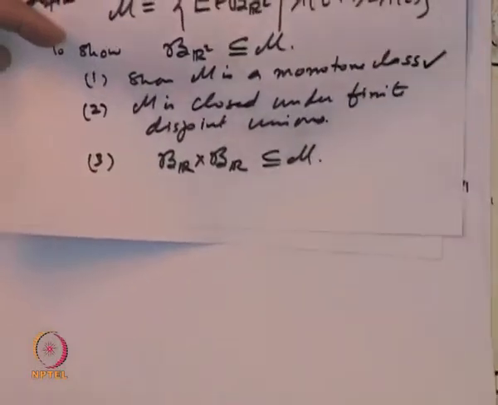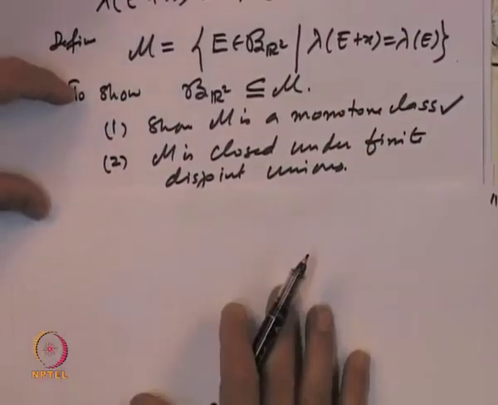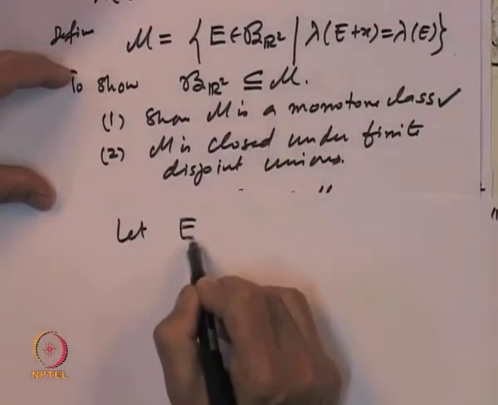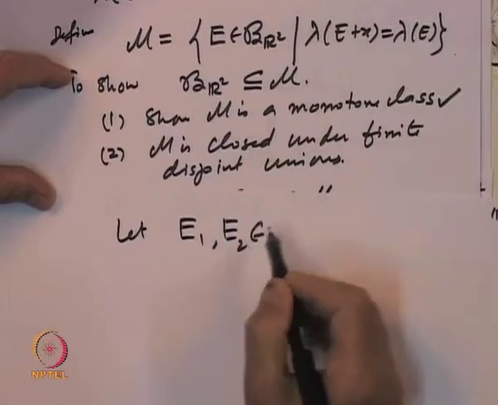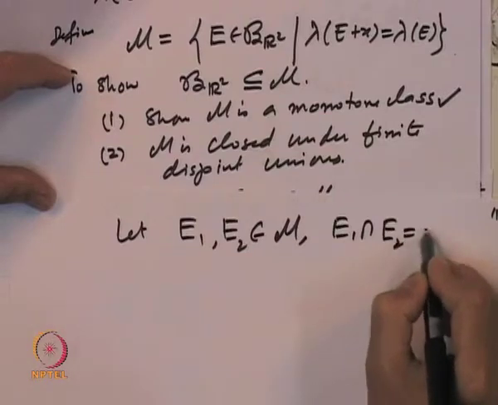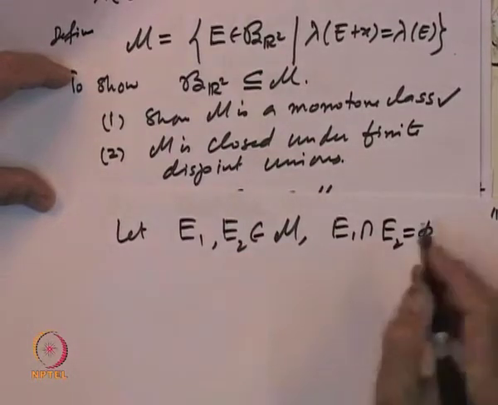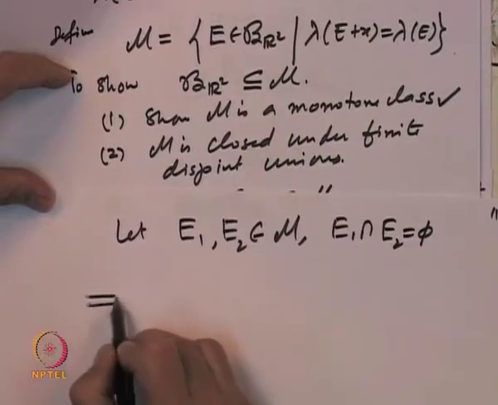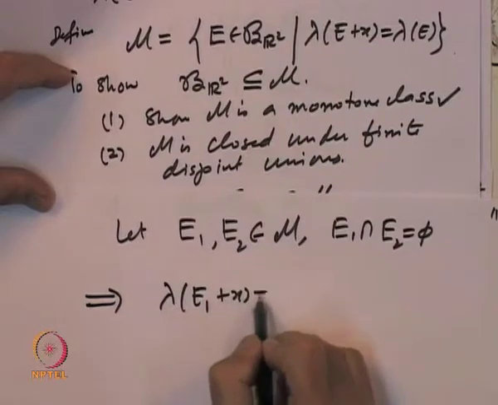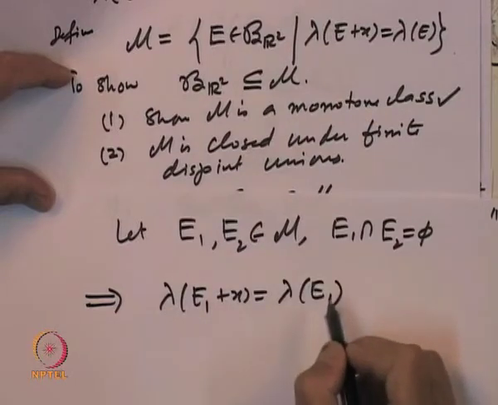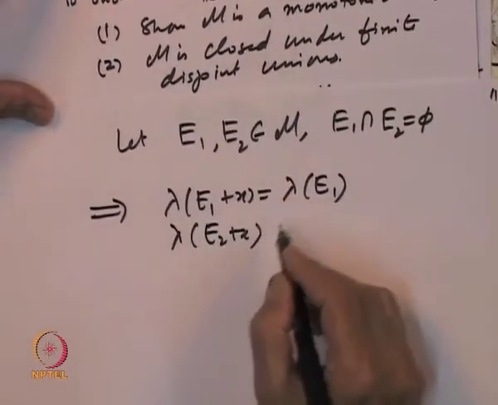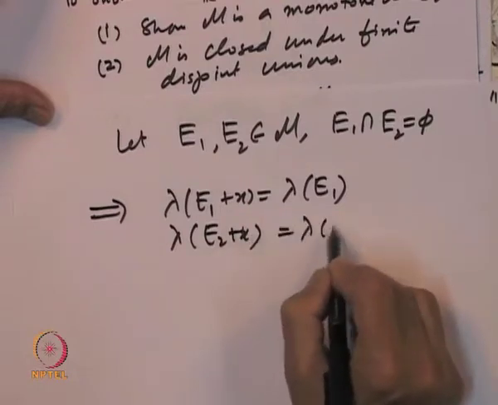To show that M is closed under finite disjoint unions, let E 1 and E 2 belong to M, with E 1 intersection E 2 equal to the empty set. Now, E 1 and E 2 belong to M. So, this fact implies lambda of E 1 plus x is equal to lambda of E 1, and similarly lambda of E 2 plus x is also equal to lambda of E 2.